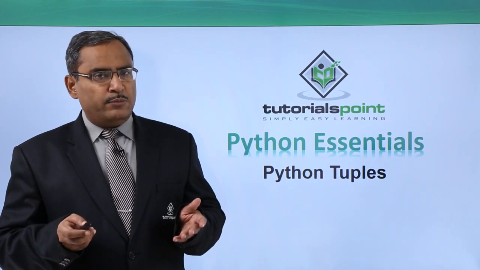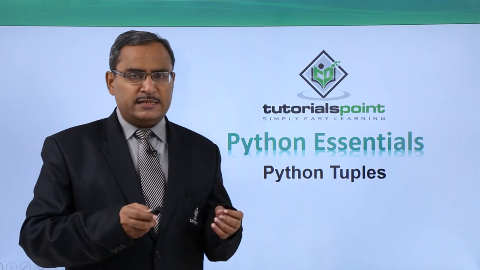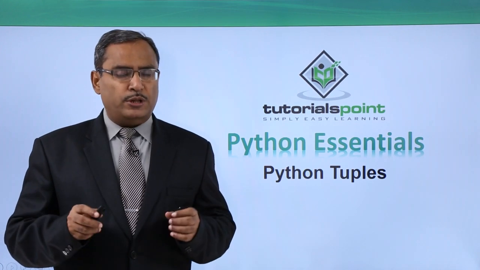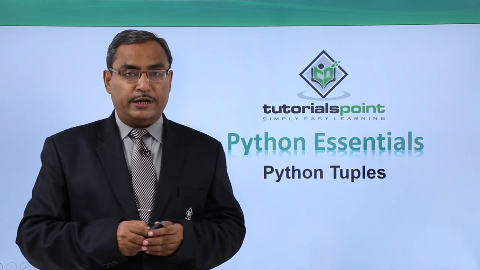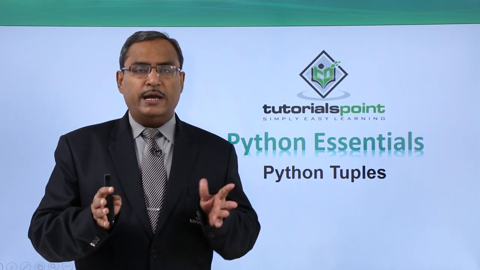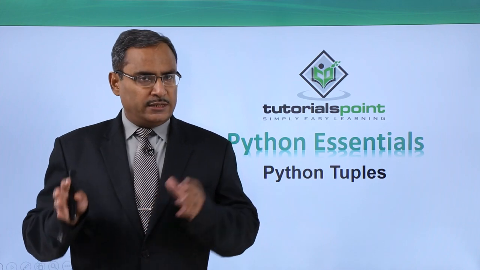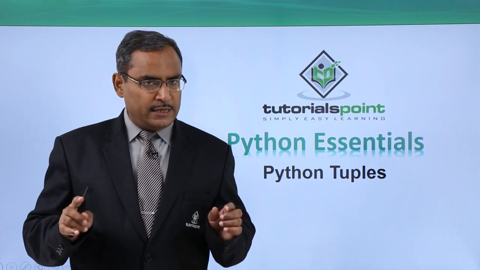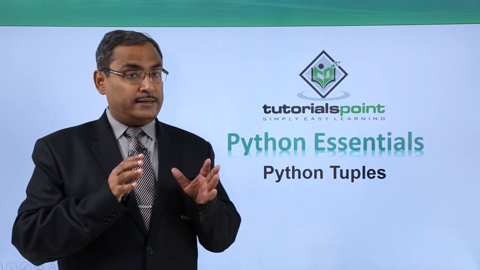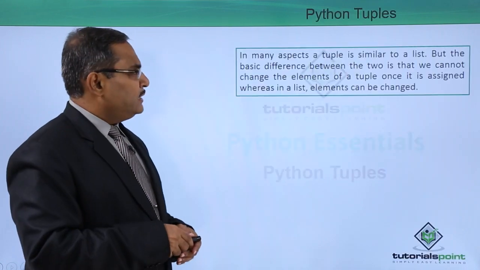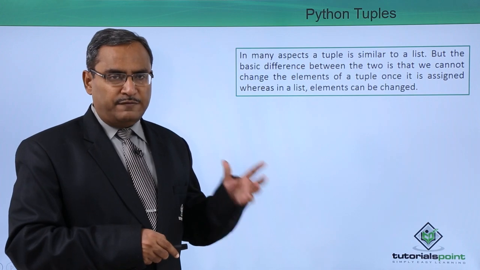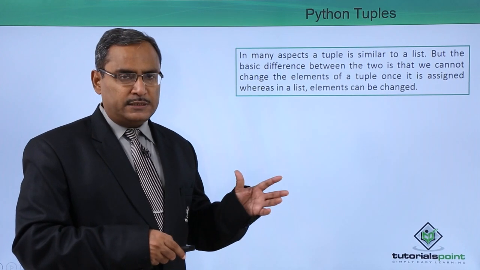You might be asking me, what is the difference between a tuple and a list? The list is mutable, but tuple elements are immutable. That means they cannot be updated. So there is a basic difference between a tuple and a list. The list is enclosed within third brackets, that is square brackets, and tuples are enclosed within round brackets.